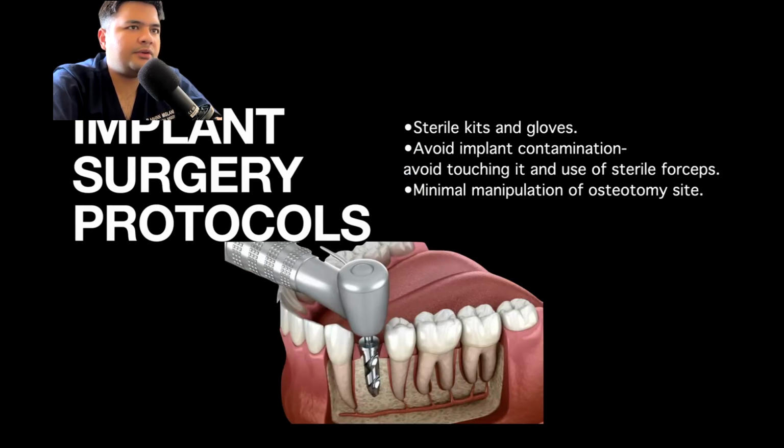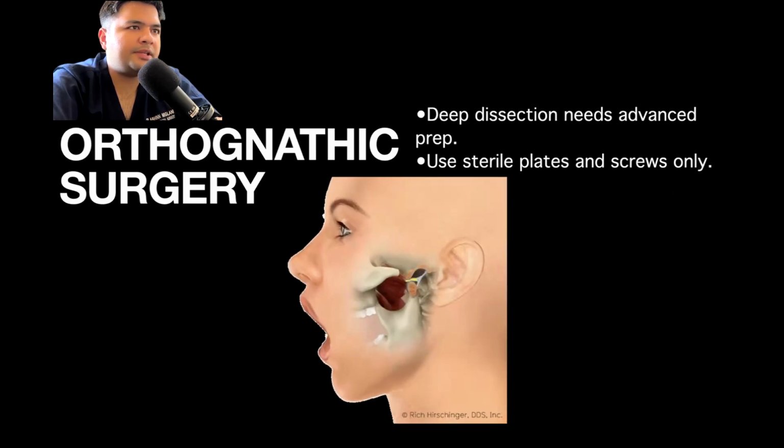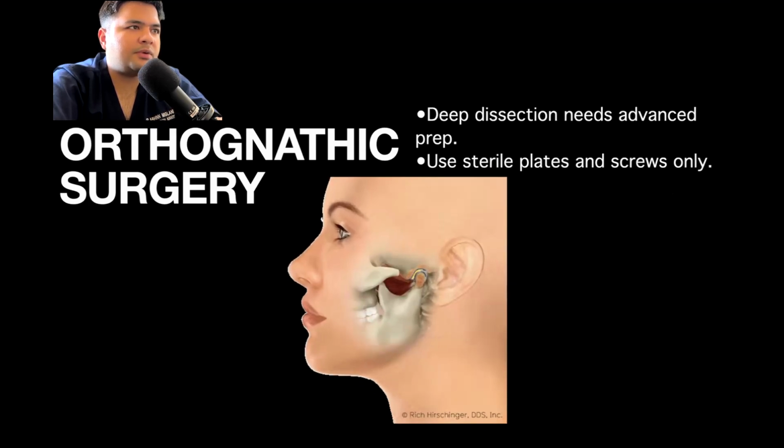Avoid touching it and use sterile forceps. Minimal manipulation of osteotomy site. So in TMJ orthognathic surgery, deep dissection needs advanced preparation. Use sterile plates and screws only.